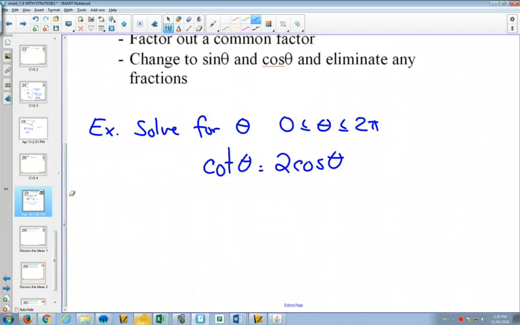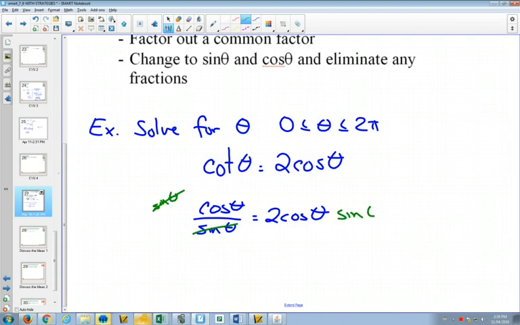So if I change cotangent to cos theta over sine theta, what I can do to eliminate the fraction is, right now I'm dividing by sine theta. The opposite of dividing by sine theta is I can multiply both sides by sine theta. That will get rid of the fraction on the left side. And I will get cos theta equals 2 cos theta sine theta.